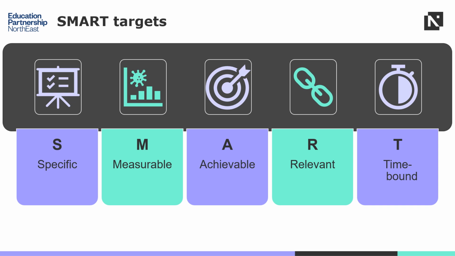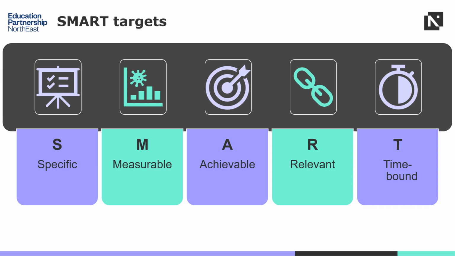So in terms of the specific part, what we need to focus on is what exactly do you want the student to achieve? For measurable, how will it be tracked? In terms of achievable, is the target realistic given the student's current abilities and the availability of resources and staff? In terms of relevant, does the target align with the student's overall learning needs and aspirations?